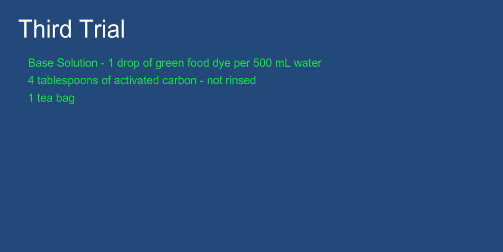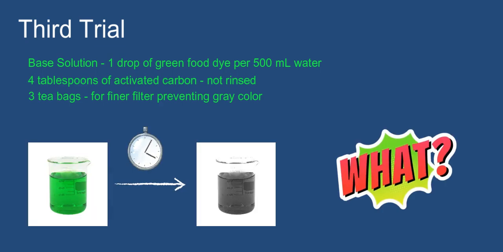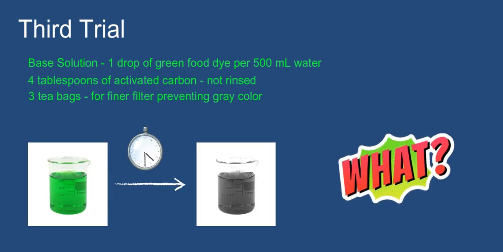We then ran the same concentration and activated carbon values from our second trial, but we had triple bagged the activated carbon to create a finer filter. So this time, the activated carbon was in 3 tea bags total. However, after some time, the base solution turned gray again.